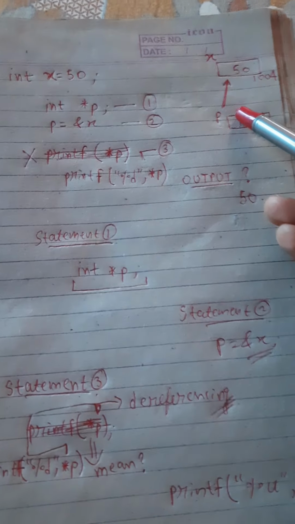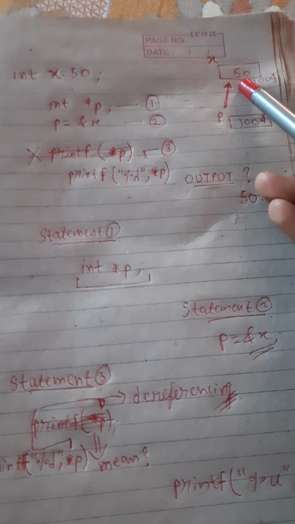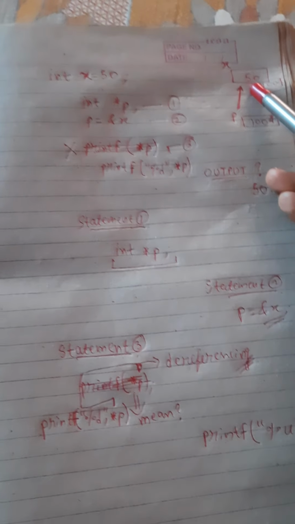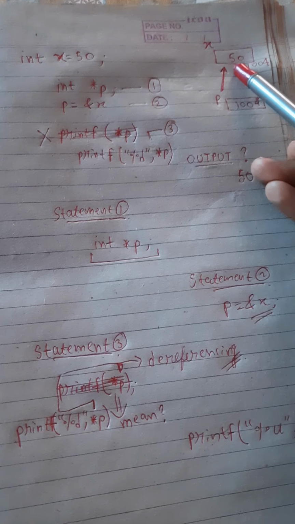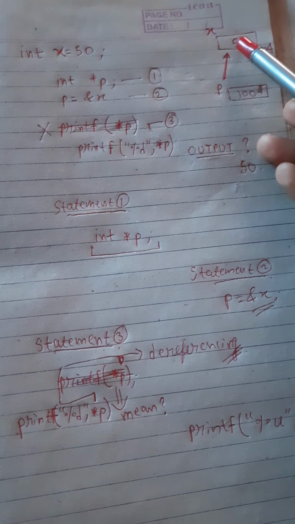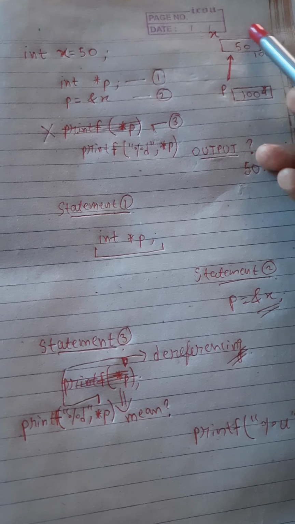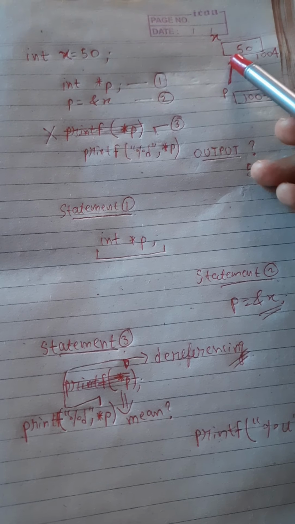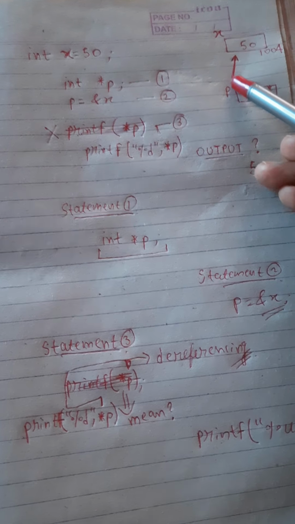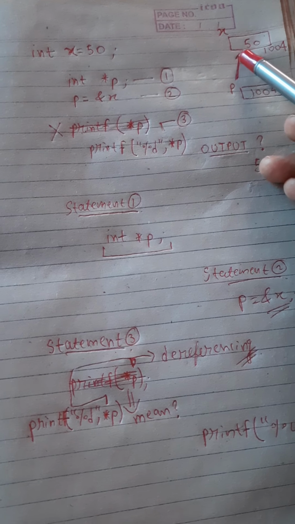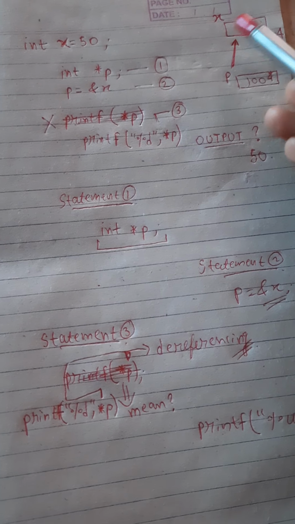So basically here p was pointing to this location. When I am dereferencing it here, this is known as dereferencing. It will take this 50 value, which means it will take the value that is in this location which is being pointed to. See this arrow, p is pointing here. So it will take the value that is inside it and it will print it.